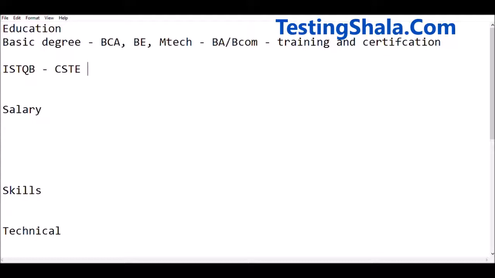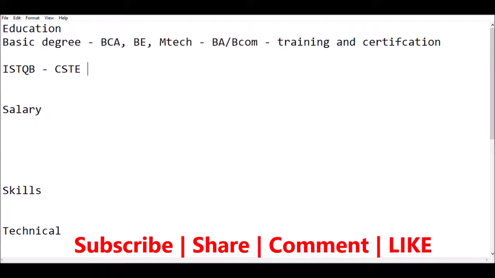So first of all, if you have an engineering graduation, it is well and good. Even if you don't have an engineering graduation, if you have a basic degree like BCA, BA or BCom, you'll still get the job. The only thing is you will have to get trained, and if you have some certification from an international body like ISTQB or CSTE, then you will definitely land a software testing job in a much quicker manner. So now we understood the basic education qualification.